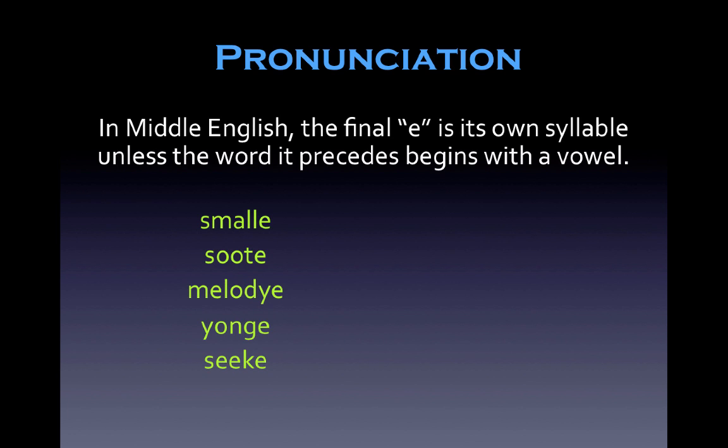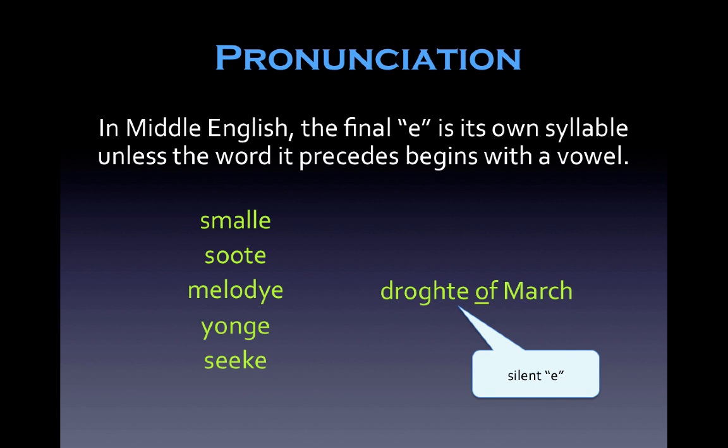In Middle English, the final E is its own syllable unless the word it precedes begins with a vowel. Smale, soote, melodye, yonge, seke. Droghte of March.